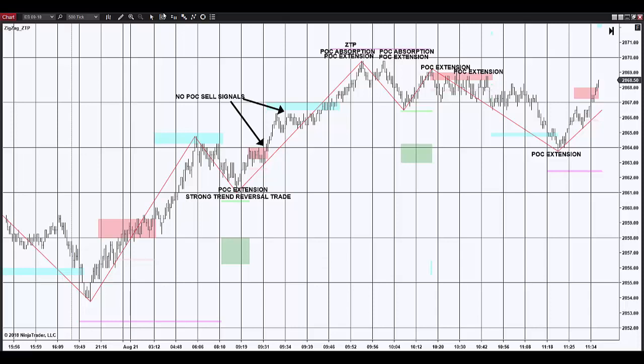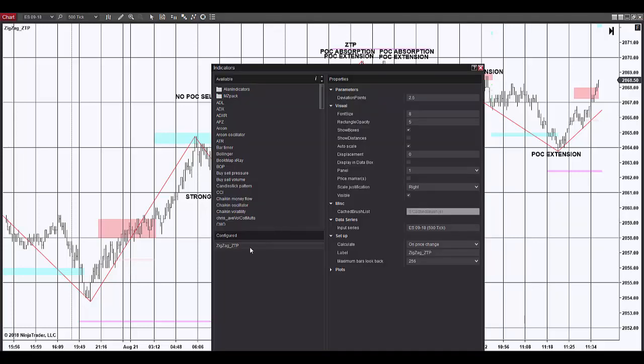Welcome traders to this review of August 21st, 2018. I'm going to build upon the idea that I had introduced in the previous video from yesterday and review a larger time frame chart. Again, the only indicator that I have on the chart is the zigzag ZTP. But after doing a little work, I've decided to change the deviation points to 2.5 instead of 3.0.